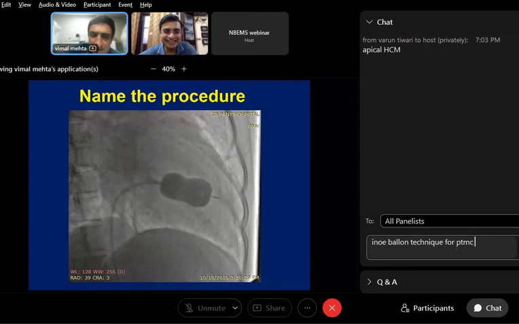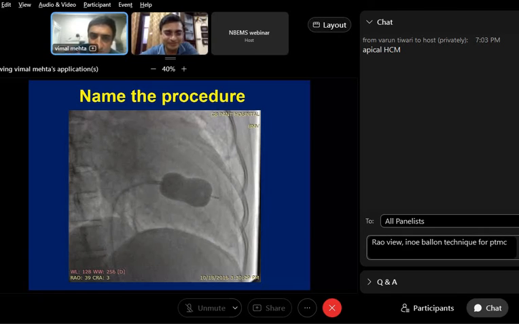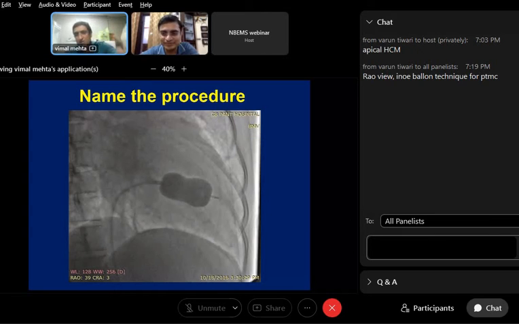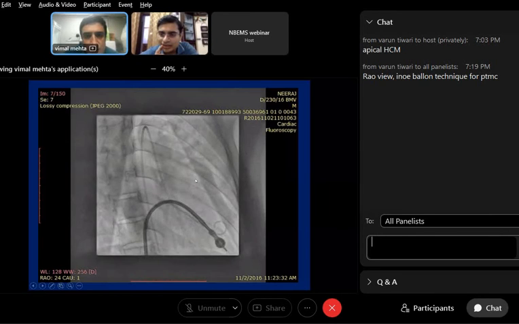You have to tell a little bit of this, because tomorrow you will go to do a procedure of whatever you are describing, and you will not know which view to take the balloon in. So all these things are important. I have not shown you this picture just to show you this balloon. It's a complete situation. You have to know, when you do BMV, in which view you will dilate this balloon. So somebody says RAO now for PTMC. Okay, and very good. So this is the procedure.